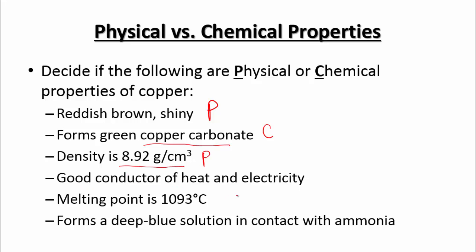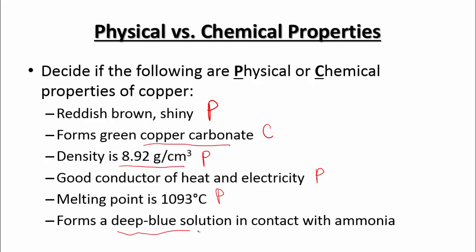Copper is a good conductor of heat and electricity. Again, that's just a physical property because we're not changing what the copper is. It conducts well. Copper has a melting point of 1093 degrees Celsius, pretty high. That's its melting point. It's a physical property because it's just saying that's when it's going to melt into a liquid. Copper forms a deep blue solution in contact with ammonia.